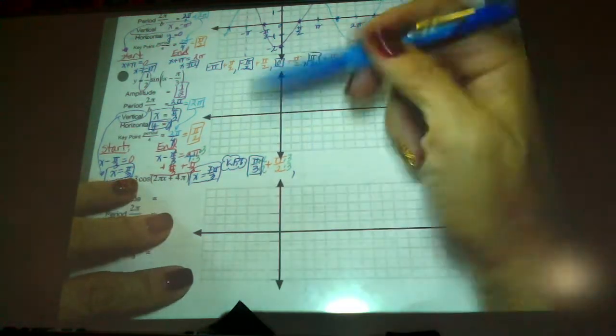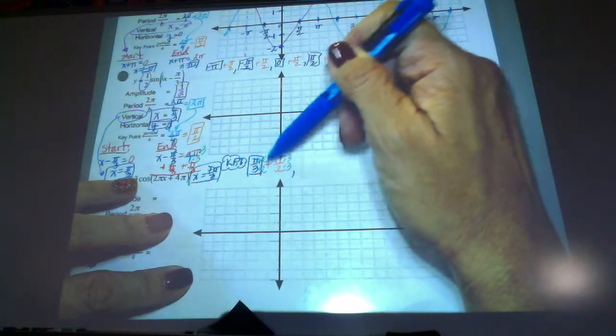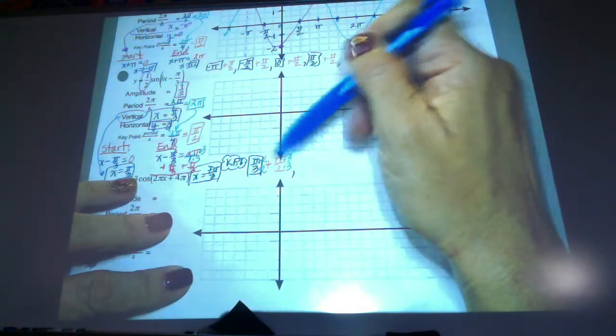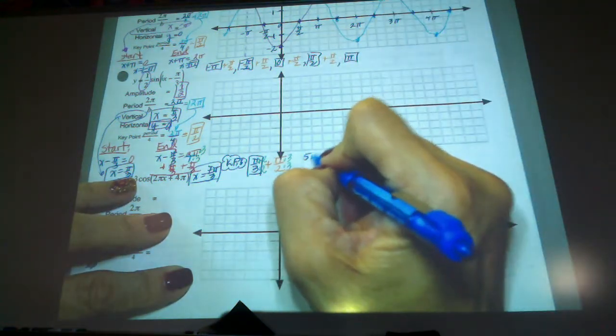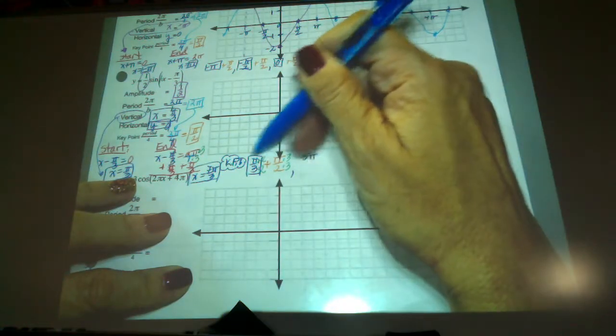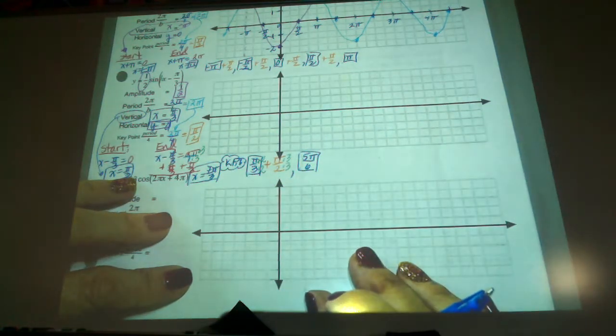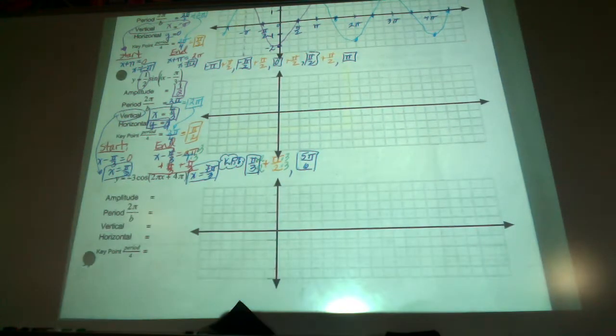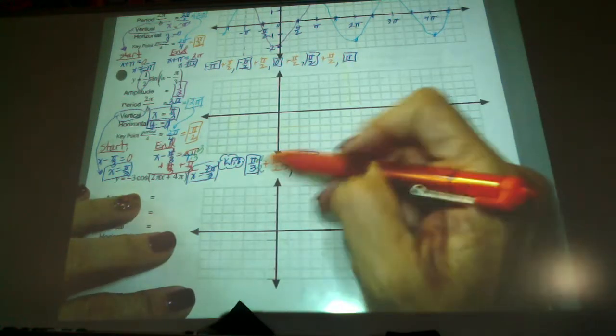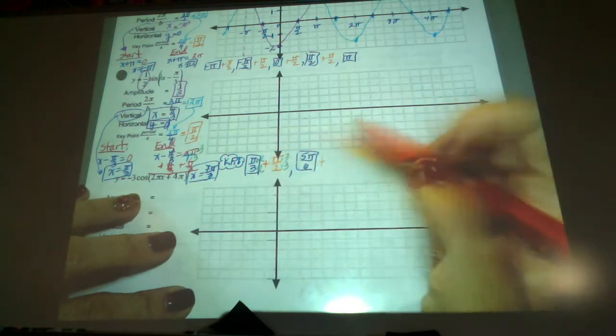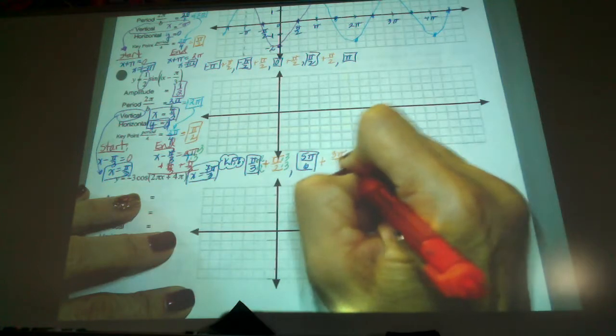So I end up with 2 pi here and 3 pi here. Doesn't that give me 5 pi? 2 pi, 3 pi gives me 5 pi over what? 6. That's our second key point. If I were you, because that's over 6, instead of adding pi over 2, I would add what we just converted it to. I would add 3 pi over 6. Makes life easier.